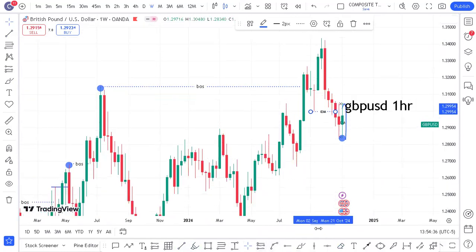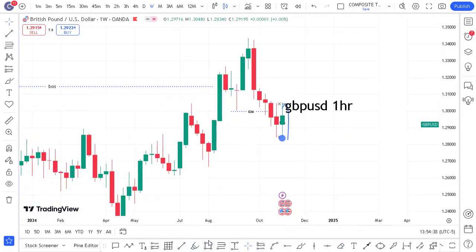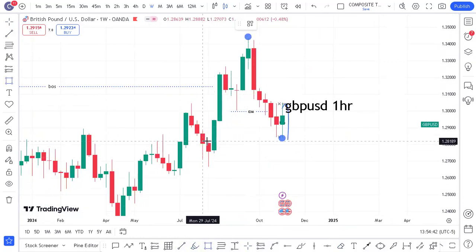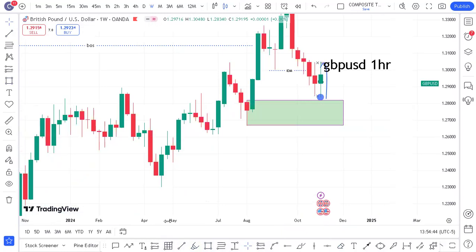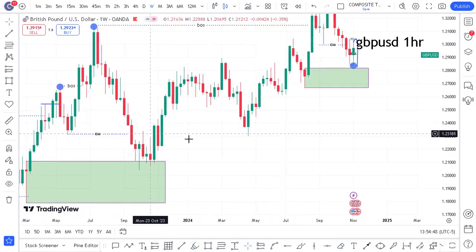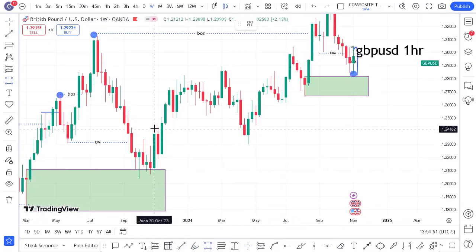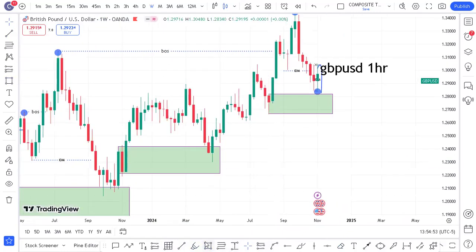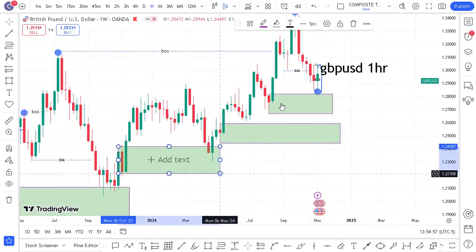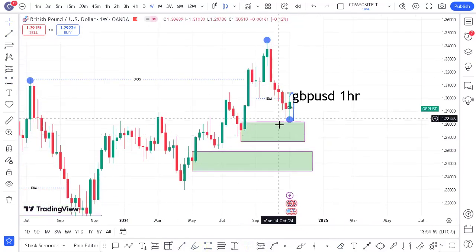When inducement is taken out, what do we have here? You have this high here, and this becomes your first decisional order block. Then this was your extreme. The extreme area of interest is here. I think everything is mitigated here. If you look at this area, mitigation here. So the next order block is here. So this is our decisional.